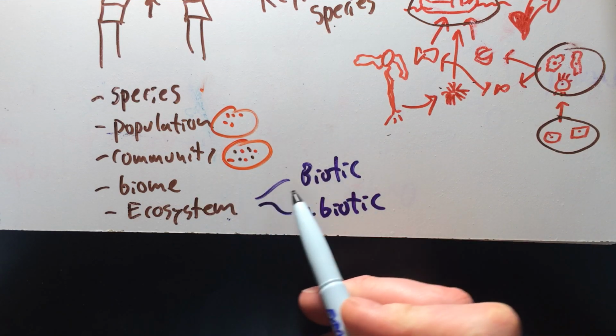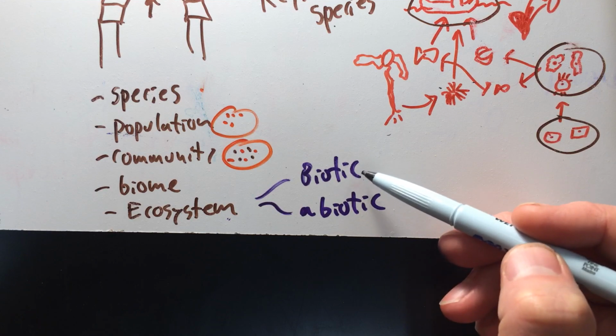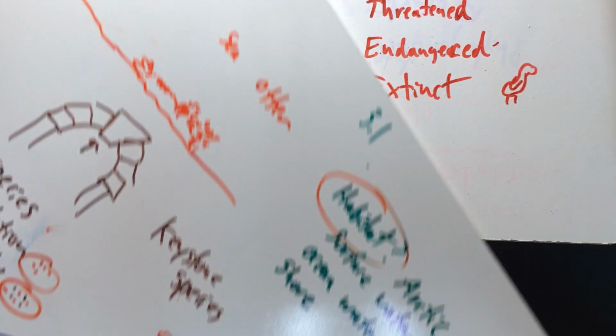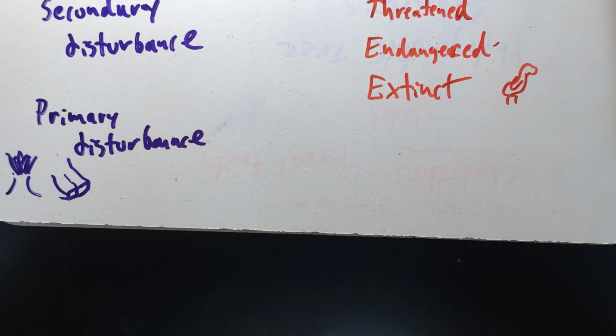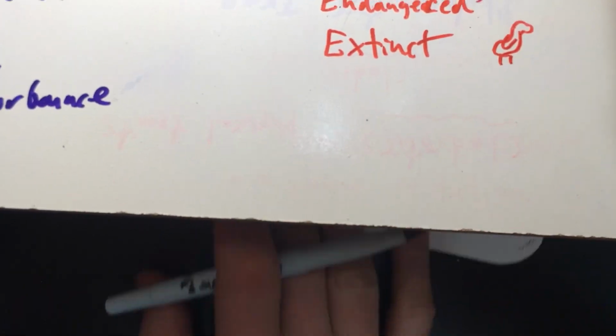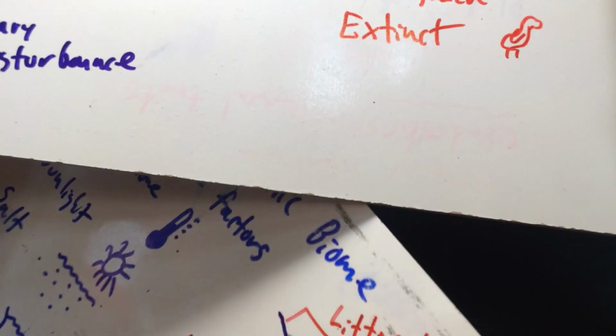Ecosystem. Here I pointed out that there are two things in an ecosystem. There's the biotic and abiotic factors. And then we jumped into a specific example: the aquatic biome.